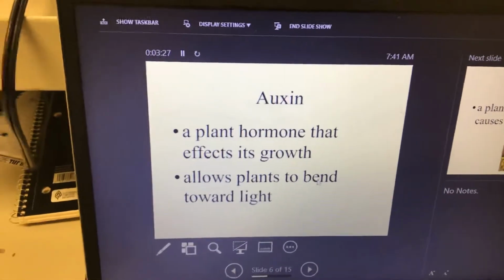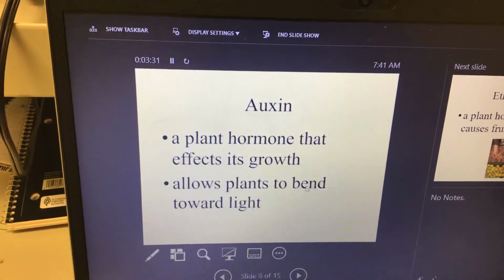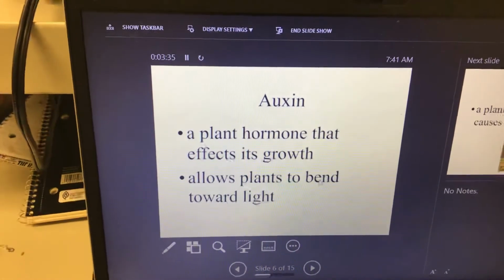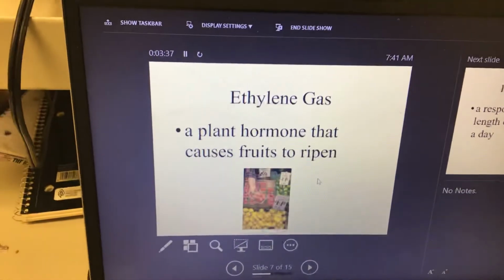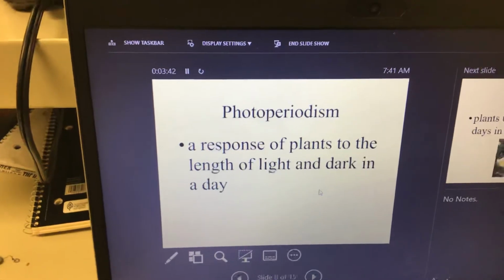Auxin is a hormone that plants make for growth. Nothing to worry about there. Another hormone, ethylene gas, causes fruits to ripen.